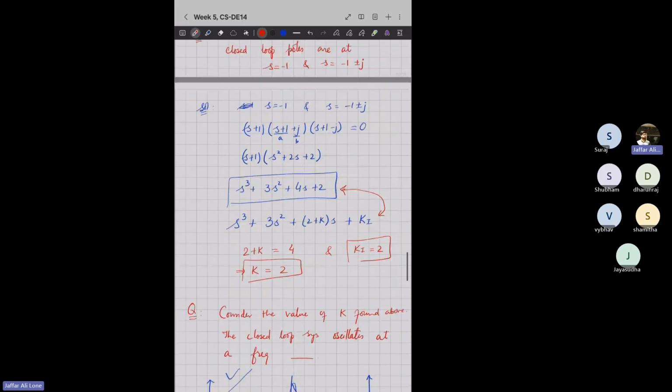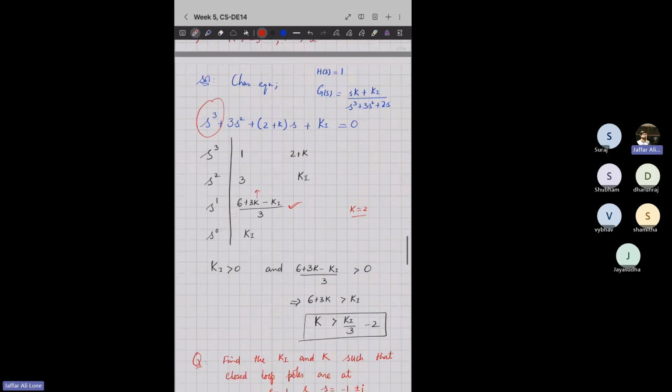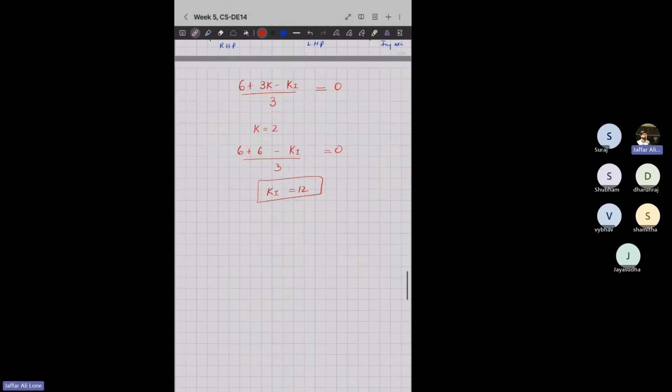Now when this is a row of zeros, I will find the auxiliary equation. My auxiliary equation will be 3s square plus Ki equal to 0. Ki is 12, so 3s square plus 12 equal to 0. S square is equal to minus 12 by 3. S square equal to minus 4.